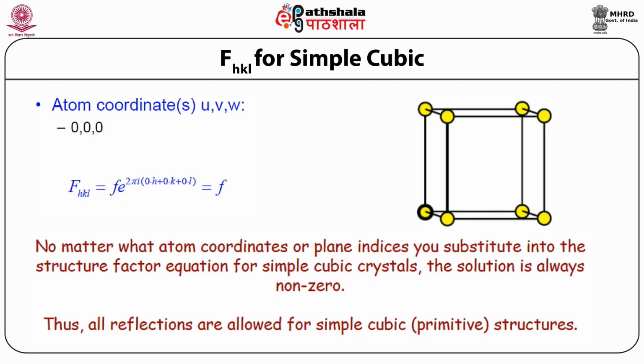So there is 1 atom per unit cell. Now you can fix the origin at that point, and its coordinate becomes 0 0 0, and you calculate the structure factor using this formula FHKL. This exponential factor becomes 1 because these are all 0, and you get F. So for a simple cubic, or this primitive cell, the structure factor is just the atomic form factor. Whatever is the strength of the atomic form factor, that is just the structure factor in this particular case.